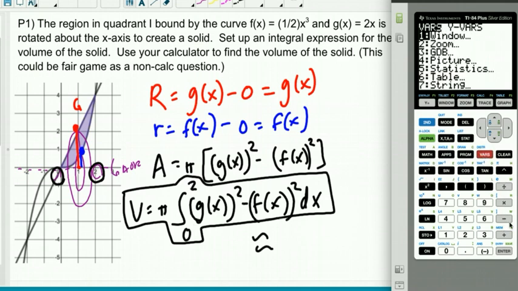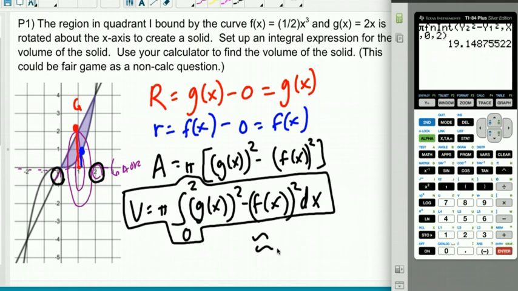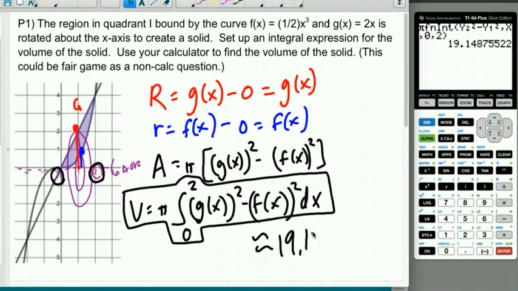So vars over to y vars function y2 squared minus, right, vars over to y vars function y1 squared, comma, with respect to x from what seems to be 0 to 2. So 0 to 2. And I hit enter, and I get this is approximately 19.148 or 9, depending on if you round or truncate.